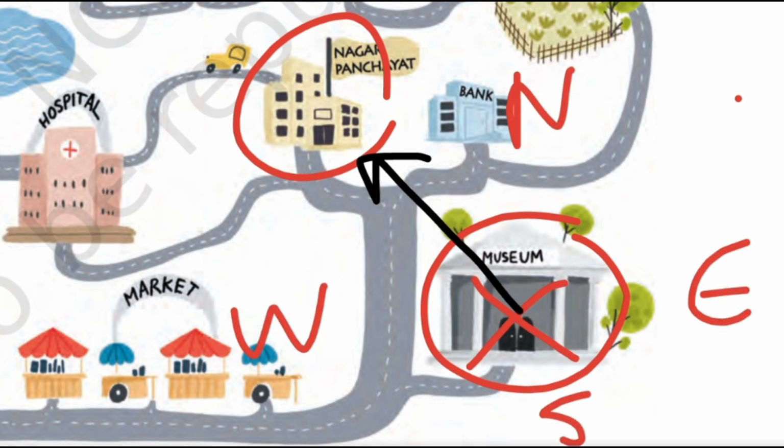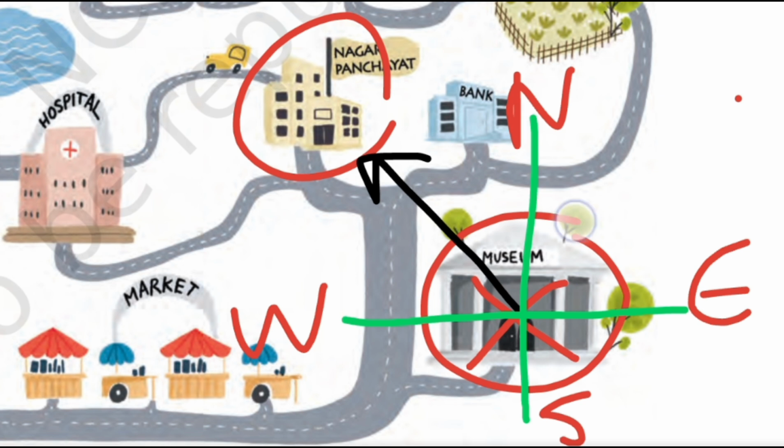Then we are connecting the north and south through the museum. Then we are connecting the east and west through the museum. So we want to keep the museum at the center. Like that we are drawing the lines, connecting north and south, and east and west. Do you understand how we mark the direction?